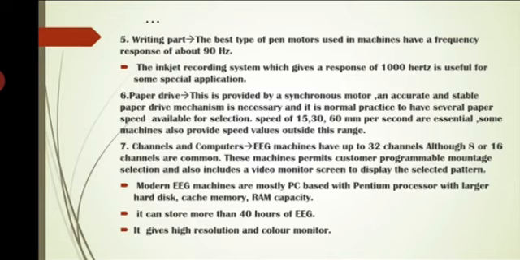Modern EEG machines are mostly PC based with a Pentium processor with a large hard disk, cache memory and RAM capacity. It can store more than 40 hours of EEG. It gives a high resolution and a color monitor. So this one is the EEG machine. This question you get for 10 marks or 7 marks.